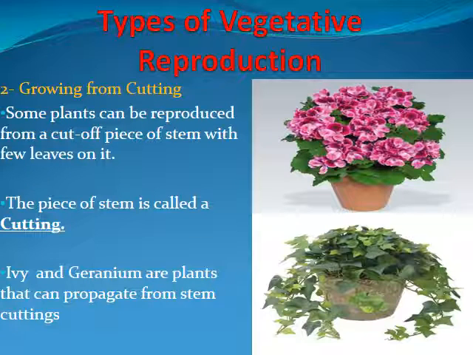Let's move to the second type, which is growing from cutting. Muhammad, can you give us the definition of growing from cutting? What is the meaning of growing from cutting? Growing from cutting is when you cut a part of the mother plant, and a whole new plant comes out.